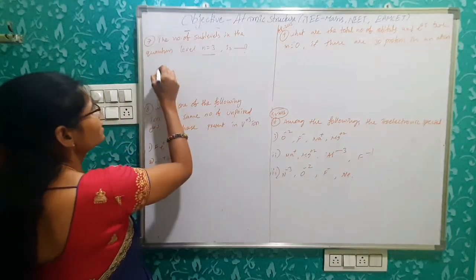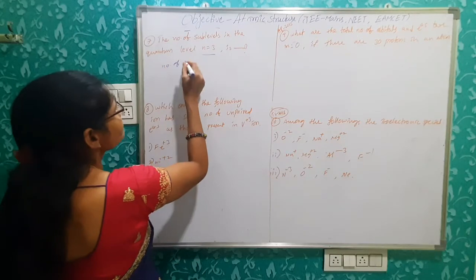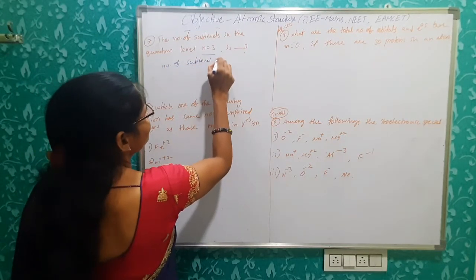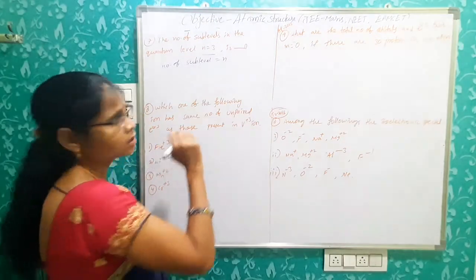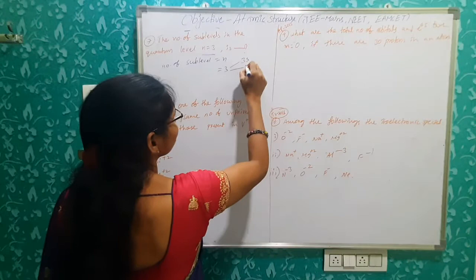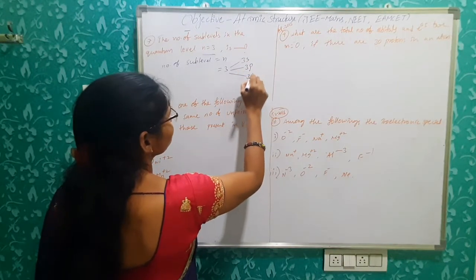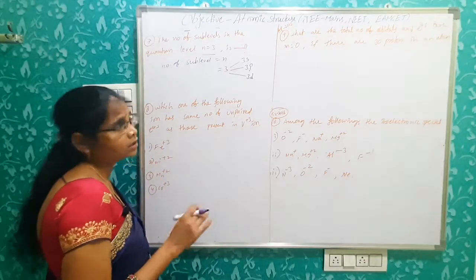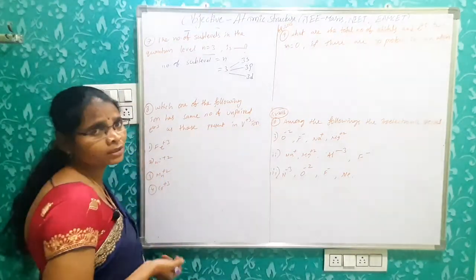Next, 7th problem. The number of sublevels in the quantum level n equals 3. Number of sublevels is nothing but n, that is 3 only. So what are they? 3s, 3p, 3d only. So the number of sublevels for n equals 3 is 3 only. They are the 3s orbital, 3p orbital, 3d orbital.